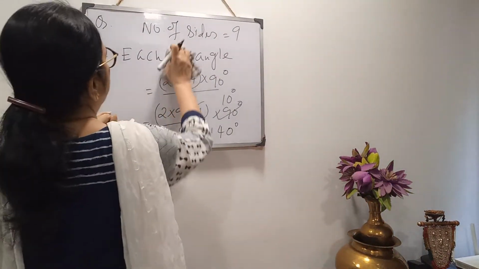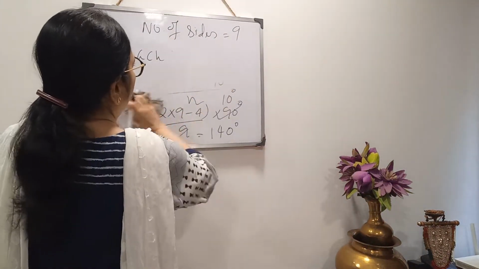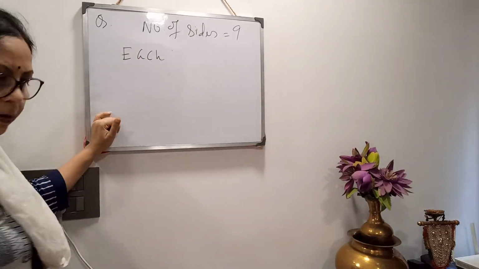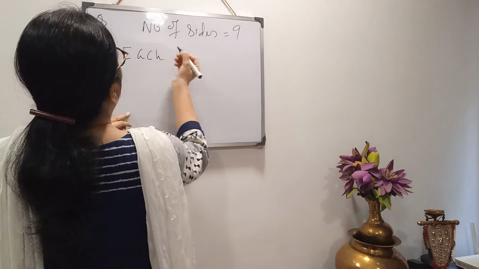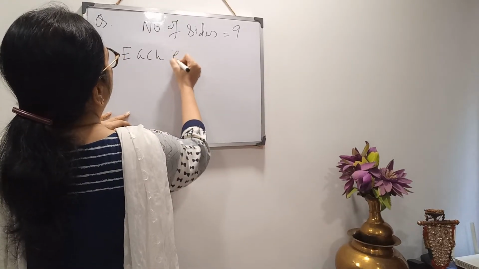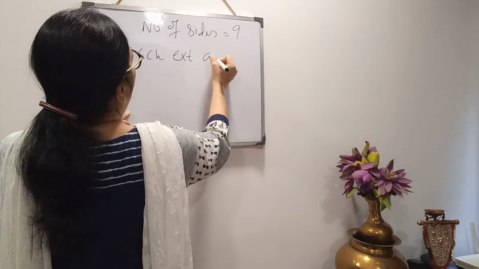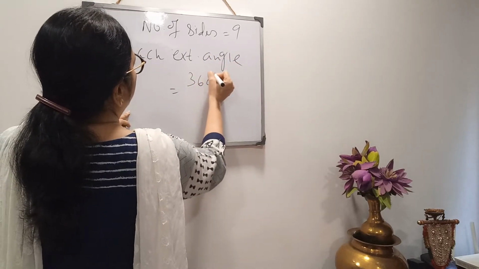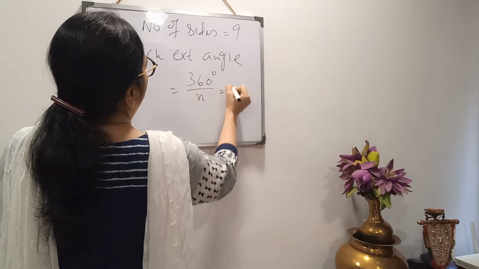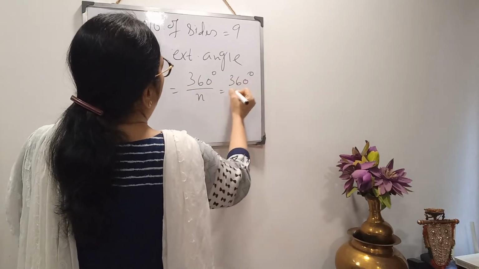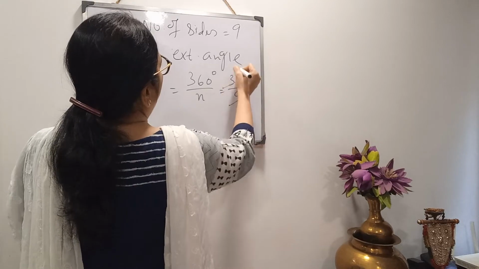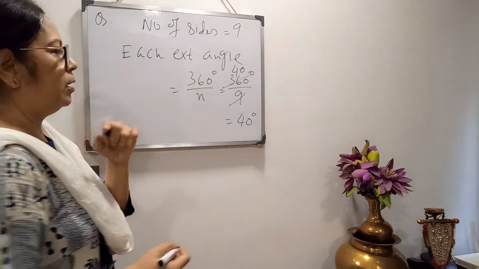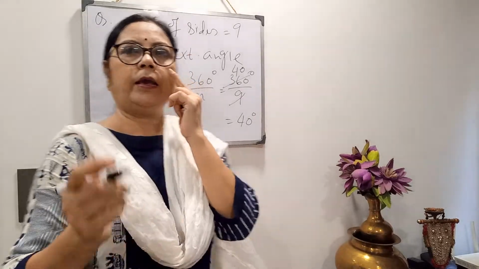Now each exterior angle. When you learn the formula, you will see it is very easy. Only you will apply the formula, you will get each exterior angle. That formula is 360 degree by n. So 360 degree, n means 9. 40 degree.